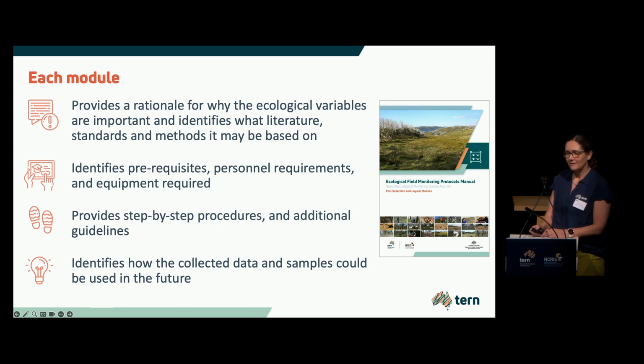Each module is an instruction book, is part of an app, and is a data product. The document itself provides a rationale for why the ecological variables were considered important. We talk about what the literature and methods already established that we've considered. We identify prerequisites, personnel requirements and equipment, so the on-ground stuff that the field ecologists need to know. Our instruction section is very clear step-by-step procedures with some additional guidelines which are essentially hot tips and tricks. And then we talk about the types of data and samples that could be used in the future.